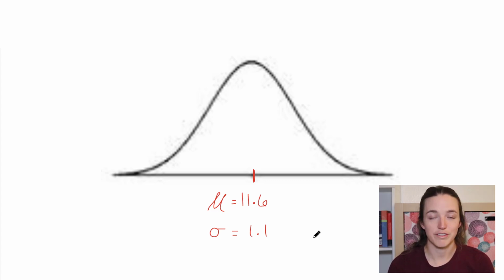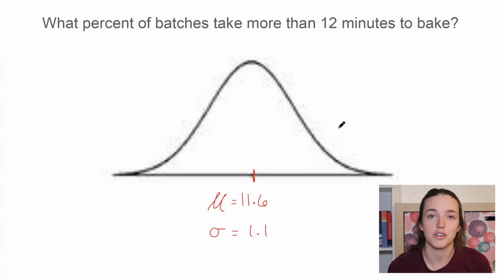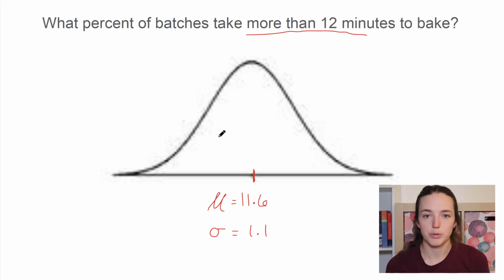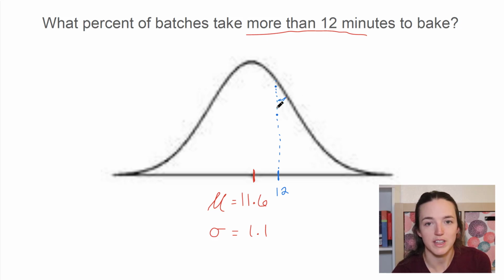Now this curve shows every possible bake time there is. 100% of the batches of cookies I could make are under this curve. So if you get a question like, what percent of batches take more than 12 minutes to bake, they're asking you to find the area under the curve that meets this description, more than 12 minutes. So 12 minutes, that's about half a standard deviation above the mean, so maybe like here-ish. More than 12 minutes would be this tail of the graph.